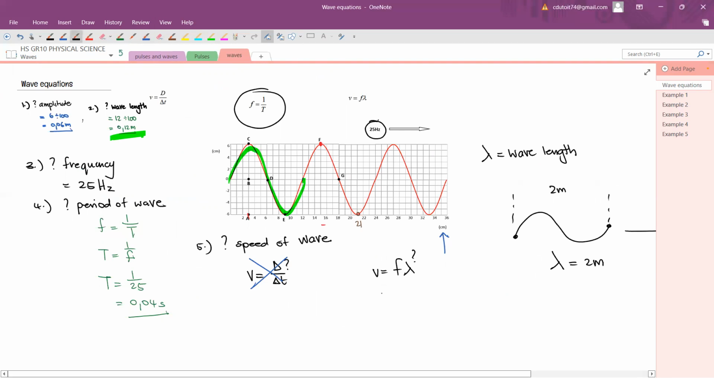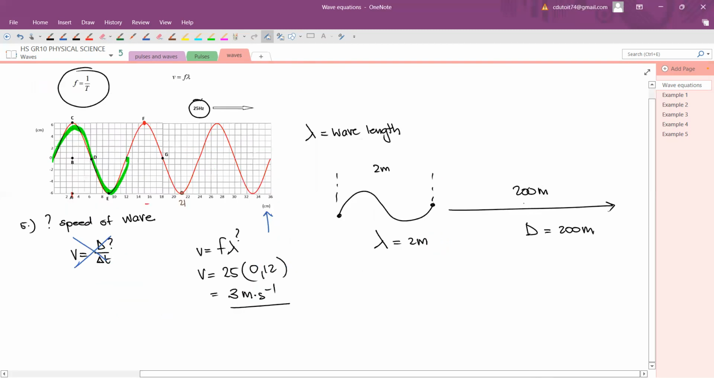So the velocity is the frequency, which is 25 hertz, times the wavelength, which is 0.12. We've calculated that. So that's 25 times 0.12. And that is 3 meters per second. There was another way of calculating it, but I want you to distinguish between these two things: the distance a wave travels and the physical length of the wave. The physical length of the wave, which you can sometimes measure from a drawing. We could have measured this.